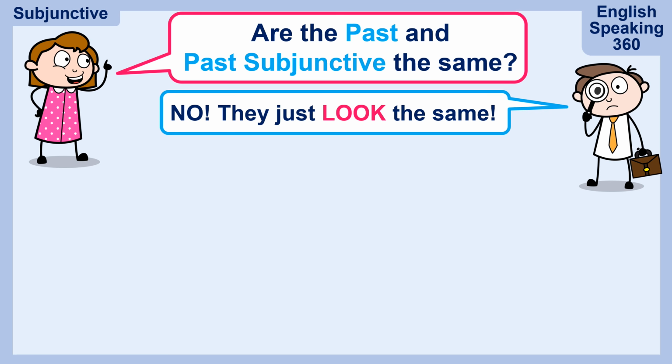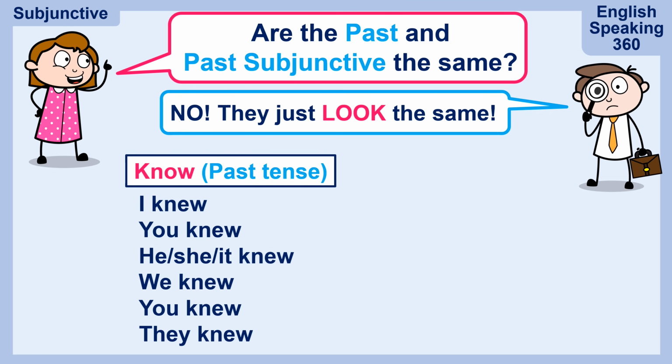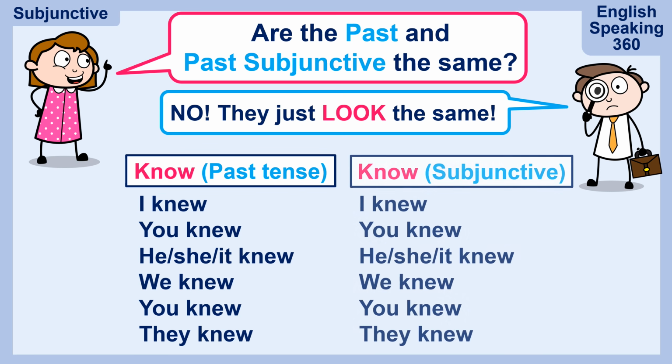Let's take a look at an example. The verb know at the past tense is knew for each person: I knew, you knew, he knew, we knew, you knew, they knew. Okay, now how about the past subjunctive? It is exactly the same: I knew, you knew, he knew, we knew, you knew, they knew. They are exactly 100% similar. But they are not the same.